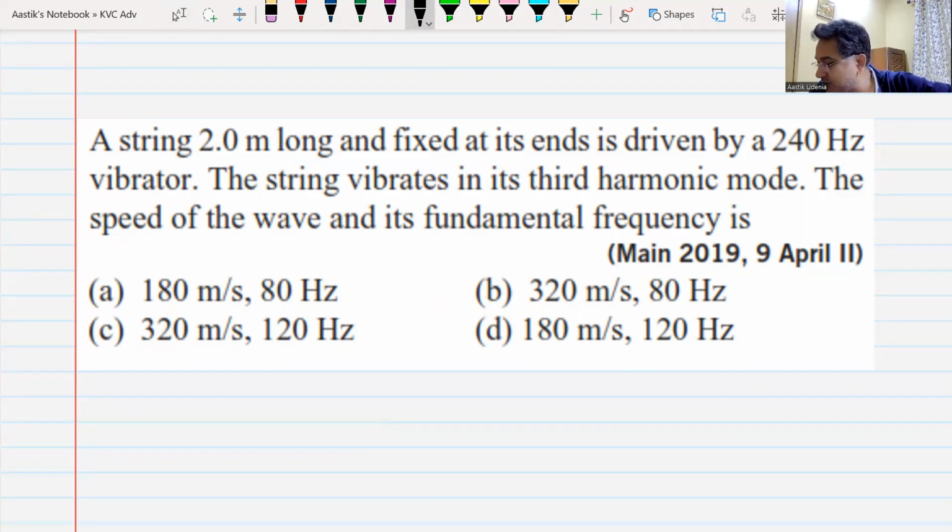A string 2 meter long and fixed at its end is driven by a 240 hertz vibrator. The string vibrates in its third harmonic. String fixed at both ends. Remember, things have changed. The speed of the wave and the fundamental frequency is. You have 2 minutes to give me the answer.